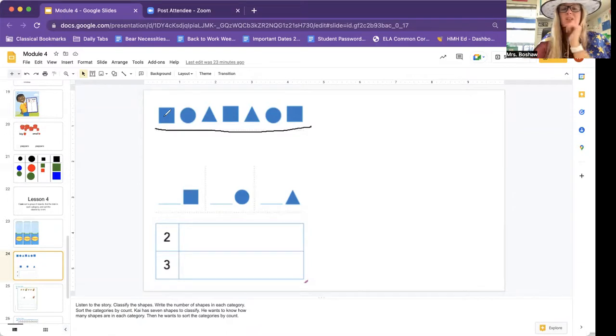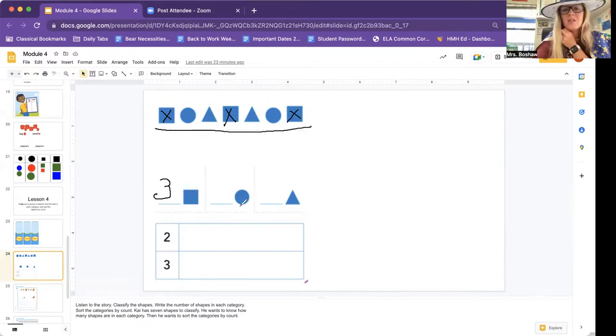Let's count how many squares. And when I'm counting things, sometimes it's a good idea to put an X on it so that you don't forget to count one or that you don't count one twice. So let's do that. 1, 2, is this a square? Is this a square? 3. So I have 3 squares. Can you write that? All right, you might want to pause while you do that.